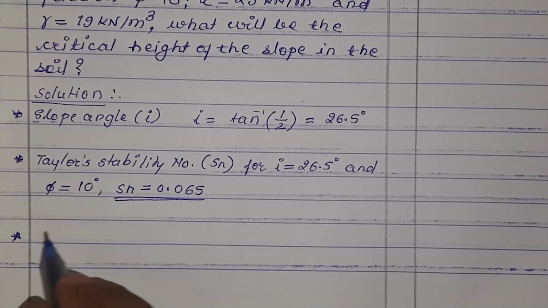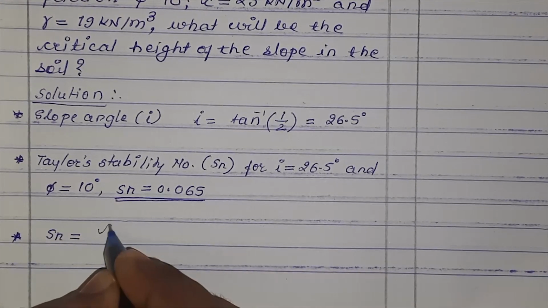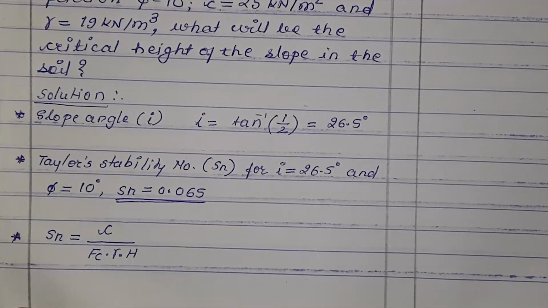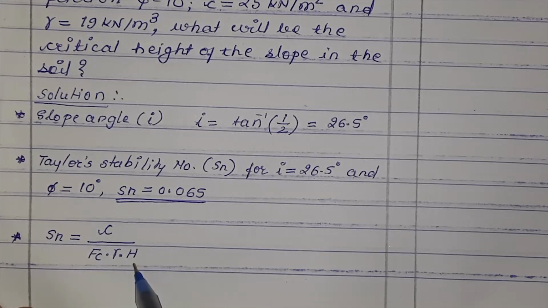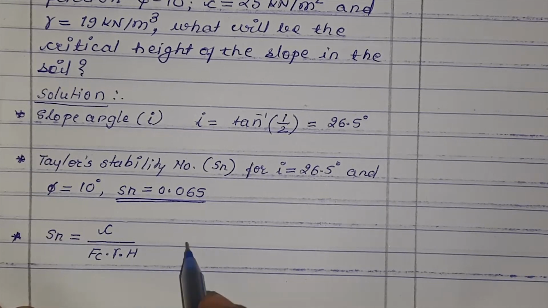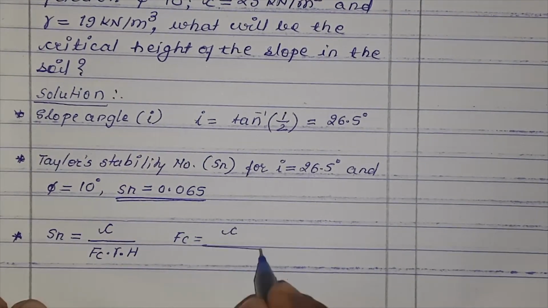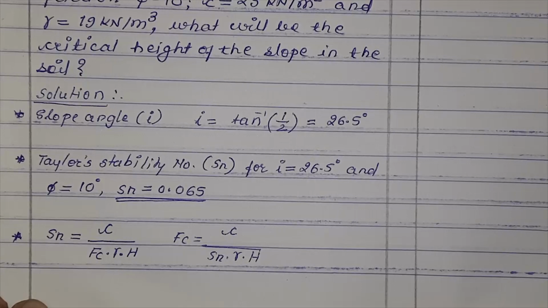Now expression for Taylor stability number is Sn equals C upon Fc multiplied by gamma multiplied by h, where Sn is Taylor stability number, C is cohesion, Fc is factor of safety with respect to cohesion, gamma is unit weight of the soil, h is height of the slope. If we rearrange the terms, the formula becomes Fc equals C upon Sn gamma h.